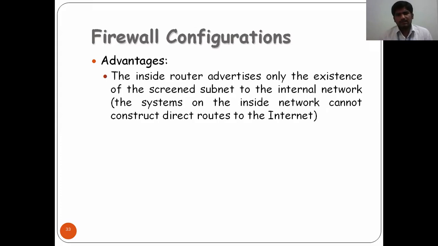Another one is the inside router's advantage: it only extends the existence of the screened subnet to the internal network. So the systems on the inside network cannot construct direct routes onto the internet. We cannot make it a direct route. We can simply go through the individual routers to do the major part of transferring, that is, distributing the packets between the systems, that is, the private networks, between the bastion host and some information servers, and how the data is going to flow.